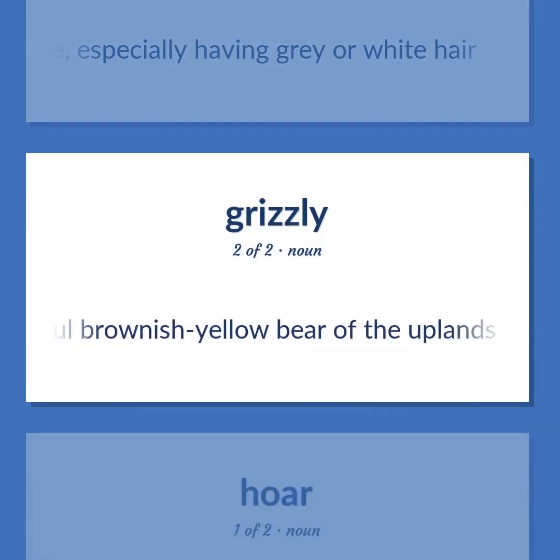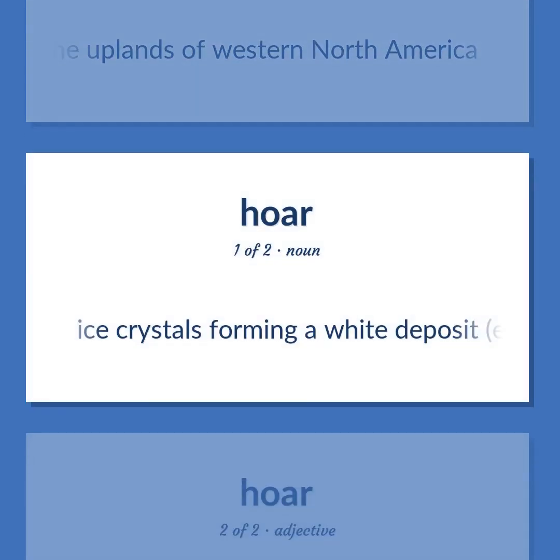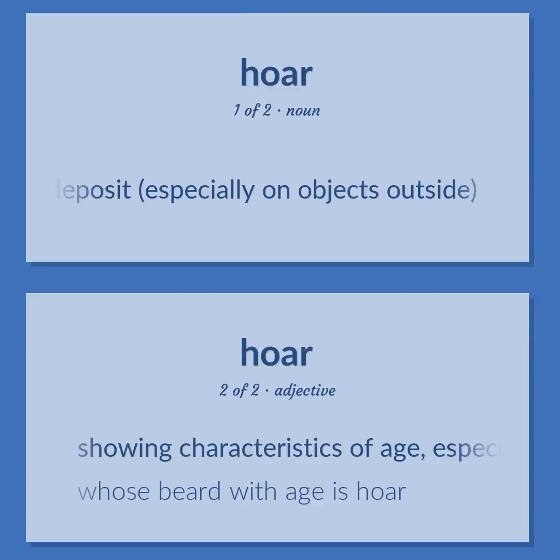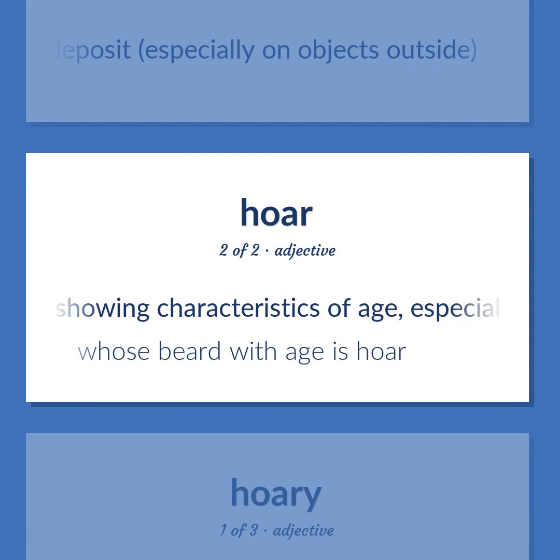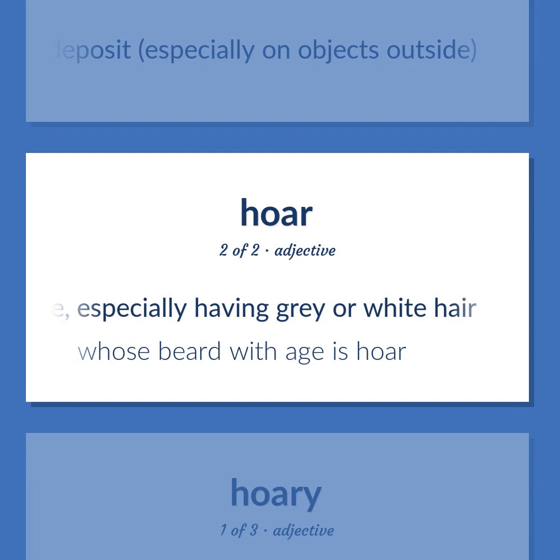Powerful brownish-yellow bear of the uplands of Western North America. Ice crystals forming a white deposit, especially on objects outside. Showing characteristics of age, especially having gray or white hair. Whose beard with age is hoar.